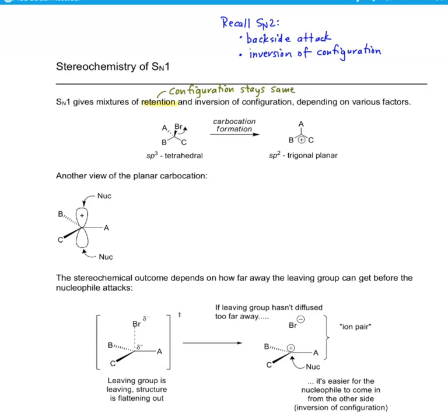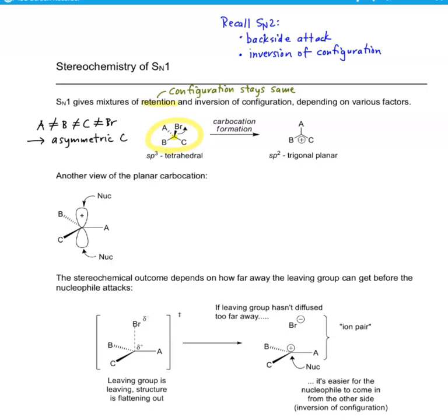So let's take a look at what's going on here. So let's say that we have this guy. We'll say that's our substrate that we want to have undergo an SN1 reaction. And so we have A and B and C and bromine. So let's also say that none of those things is the same. So A and B and C and bromine are all different, which means that the carbon that they're all attached to is an asymmetric carbon. So this guy right here is an asymmetric carbon.